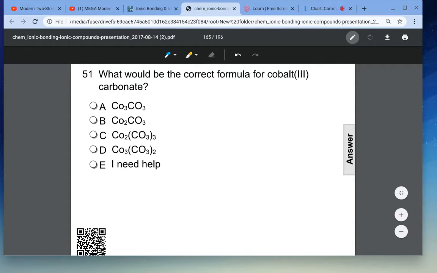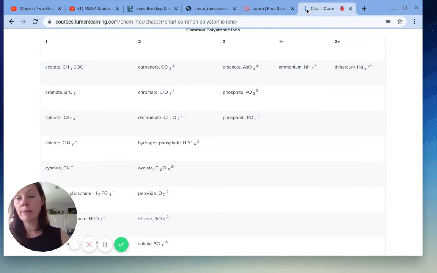What would be the correct formula for cobalt 3 and carbonate? So cobalt, on your piece of paper, write out cobalt. I give you the charge here, +3. And then carbonate, you just go to your chart. Okay, carbonate is up here, CO3 2-.